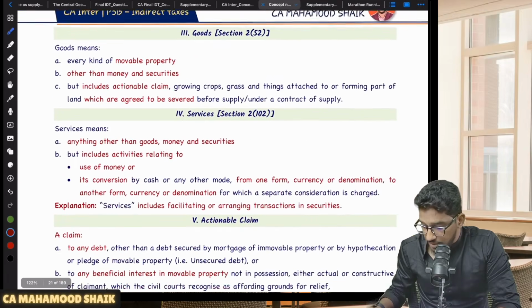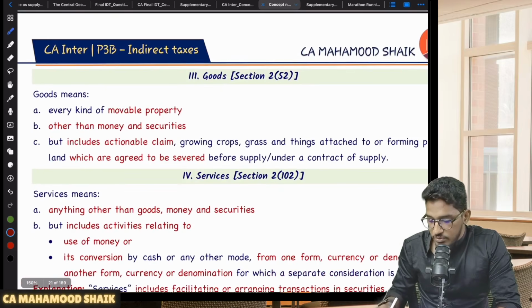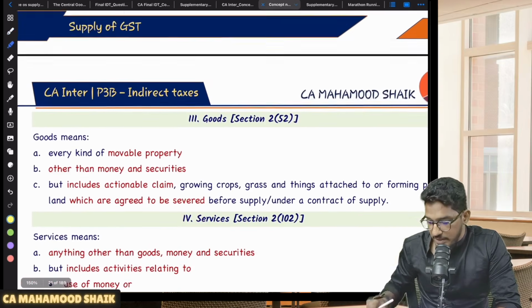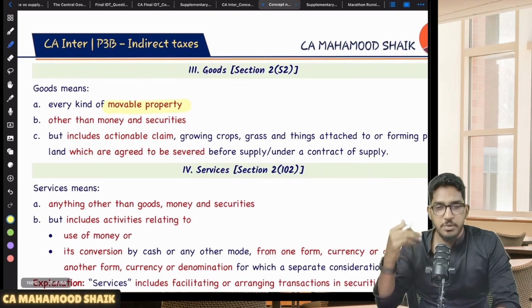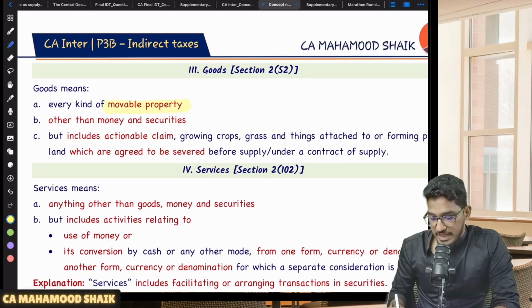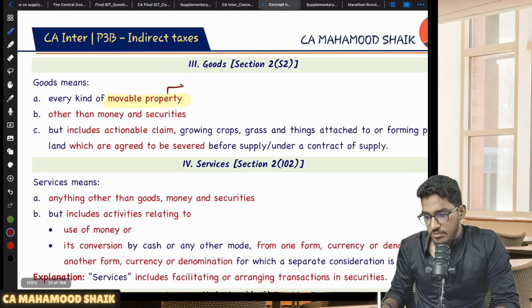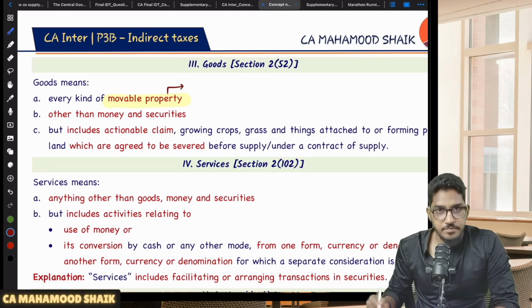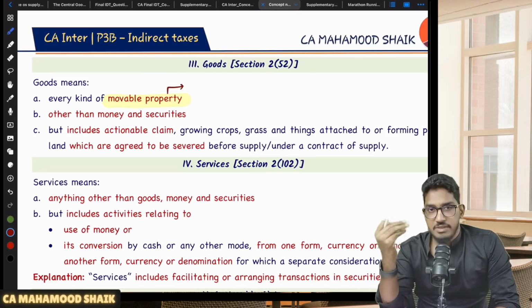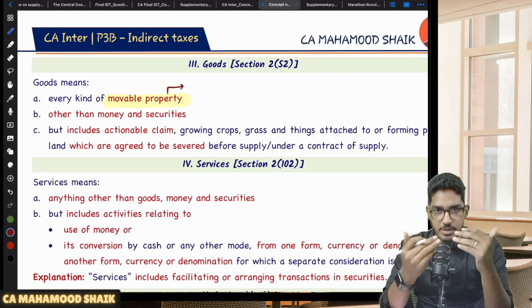So first I will talk about the meaning of the term goods. The term goods has been defined something like this. Goods means every kind of movable property. One by one, step by step, we will try to revise it. Sir, now what is the meaning of movable property? It is the property which can be moved from one place to another place.